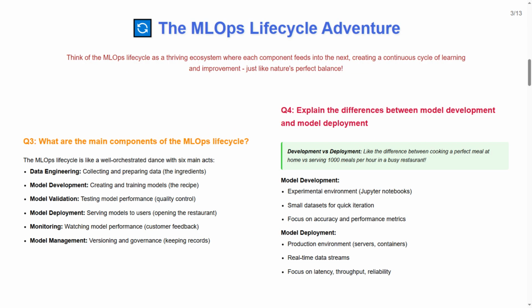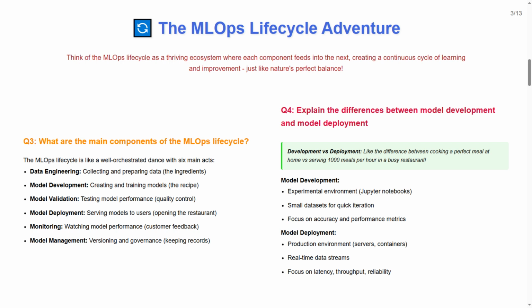Think of the MLOps lifecycle as a thriving ecosystem where each component feeds into the next, creating a continuous cycle of learning and improvement, just like nature's perfect balance. Third question, what are the main components of the MLOps lifecycle? The MLOps lifecycle is like a well-orchestrated dance with 6 main acts.